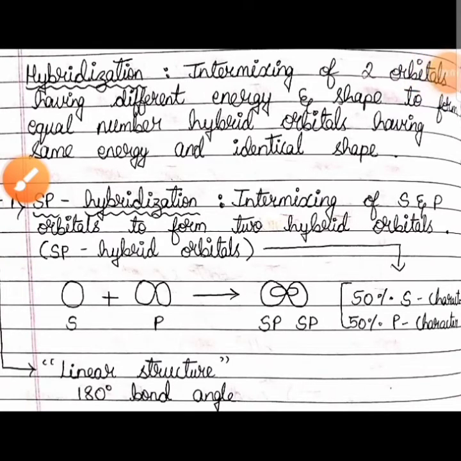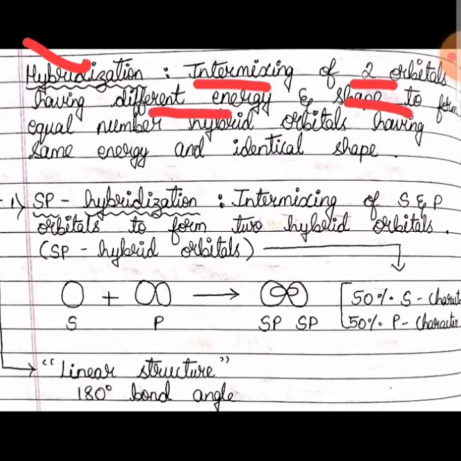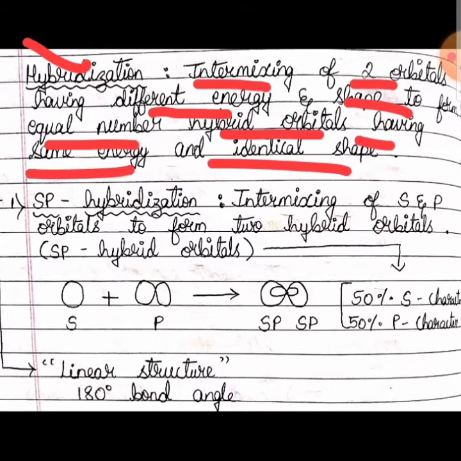Hello students, in this video we are going to discuss hybridization, an important topic in chemical bonding in 11th CBSE chemistry as well as first PUC chemistry. So children, hybridization is the intermixing of two orbitals having different energy and shape to form an equal number of hybrid orbitals having the same energy and identical shape.